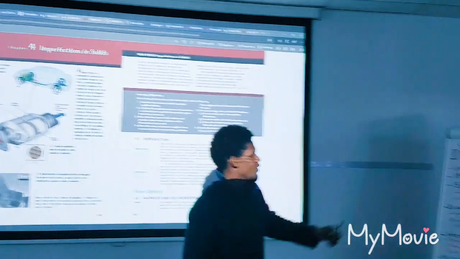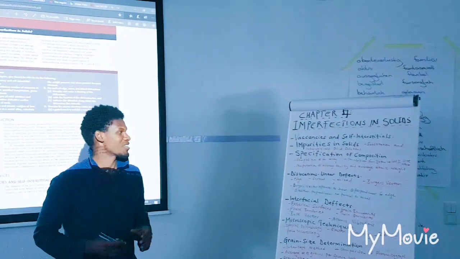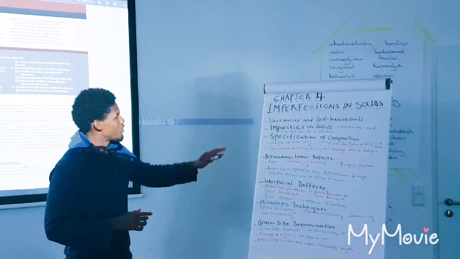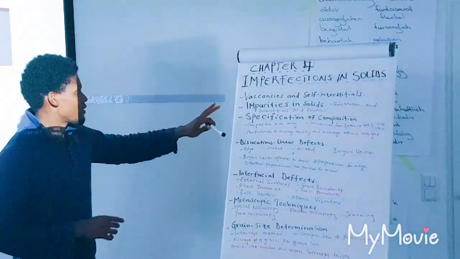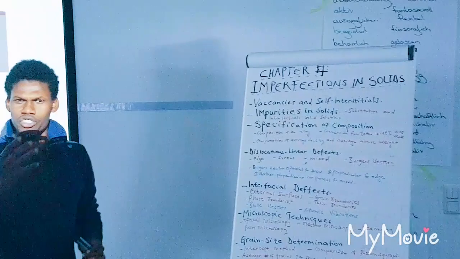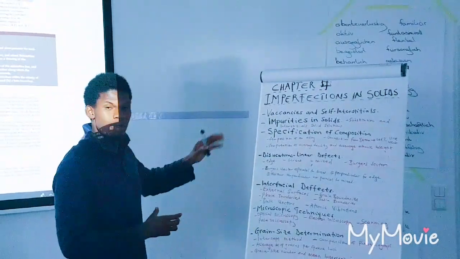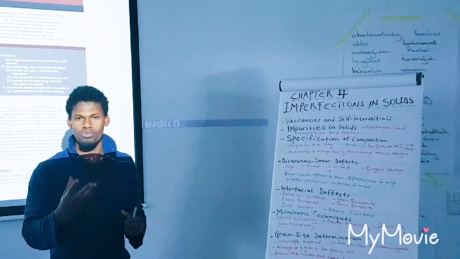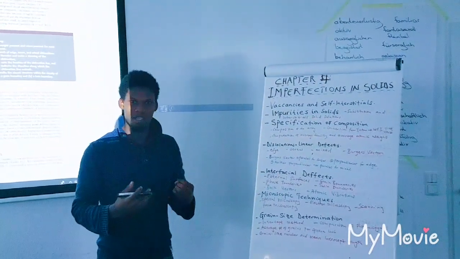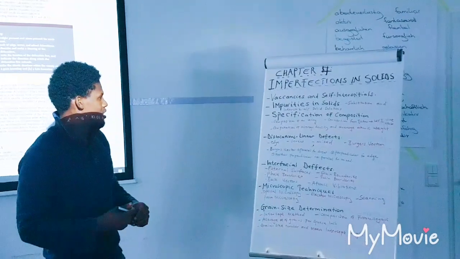Welcome to chapter 4. Today I have a plan for you to succeed. In this course, today we're going to talk about chapter 4, where we deal with imperfections in solids. We need to know what imperfections in solids are, because only when we know imperfections can we control them, and we want to control materials. We want to understand the importance of materials.